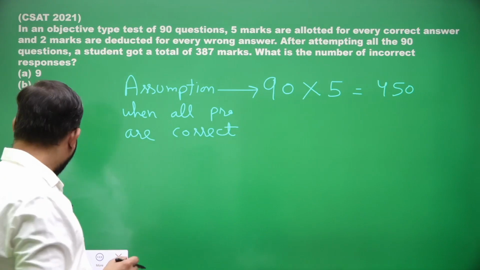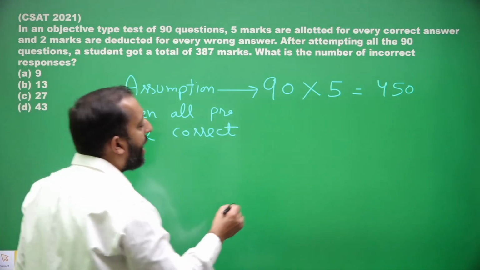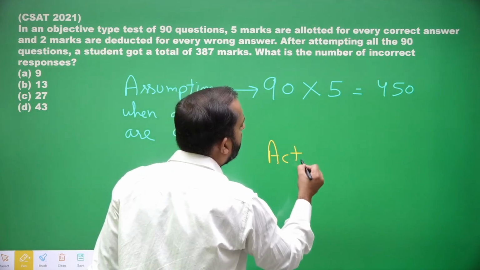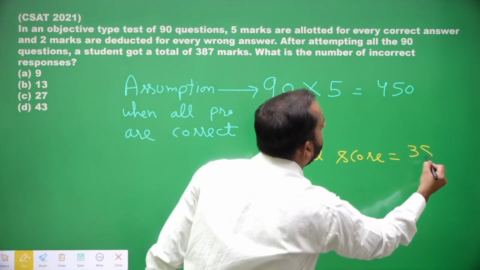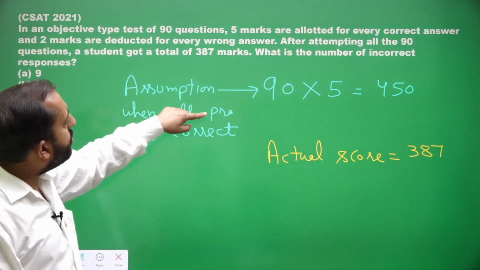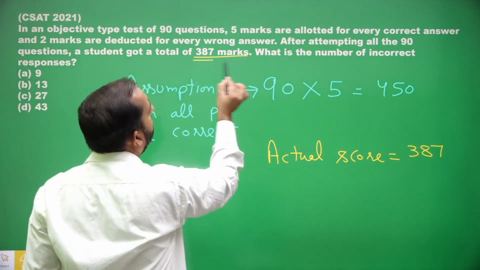Okay. Now, what is his actual score? His actual score is 387.